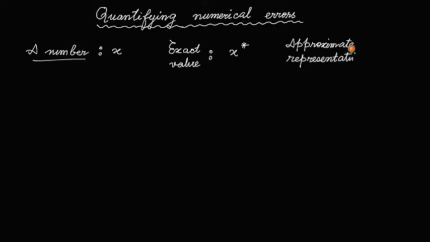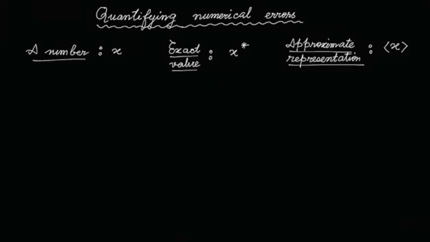The approximate representation I call x. So that is, you can call an estimate of the number or approximate representation of the number. All right. So these are just definitions. So the number I call by the letter x. So that's a symbol. So everything with the number will have this letter x. The exact value is x star, and the approximate value is x with this bracket.